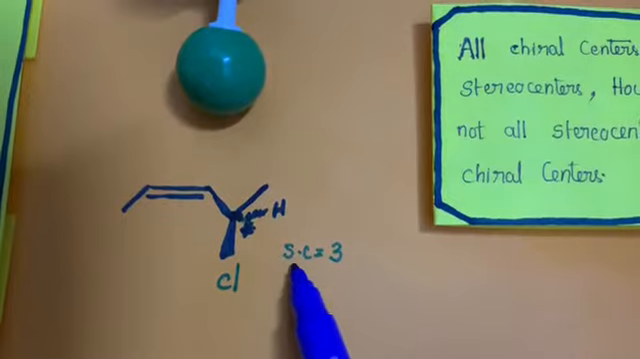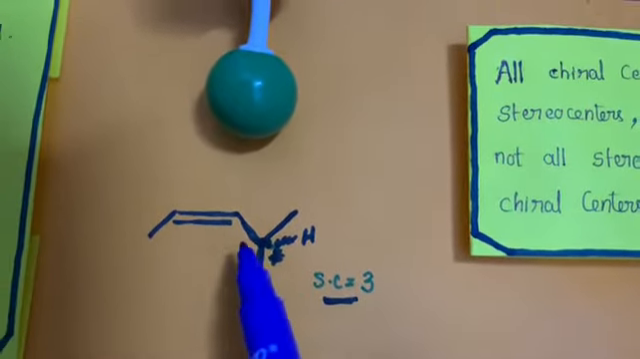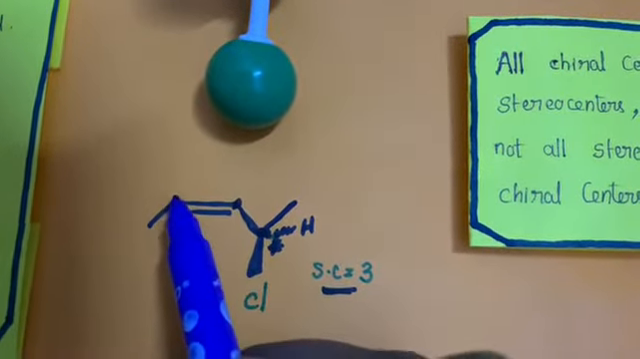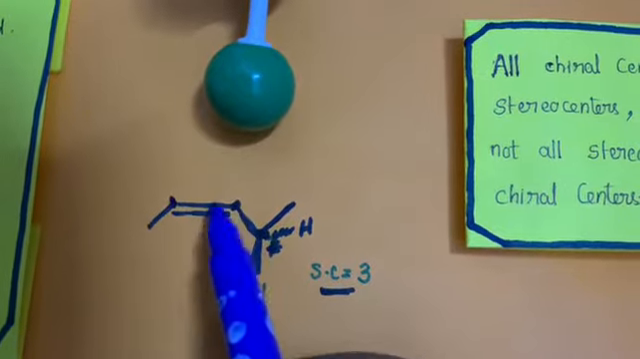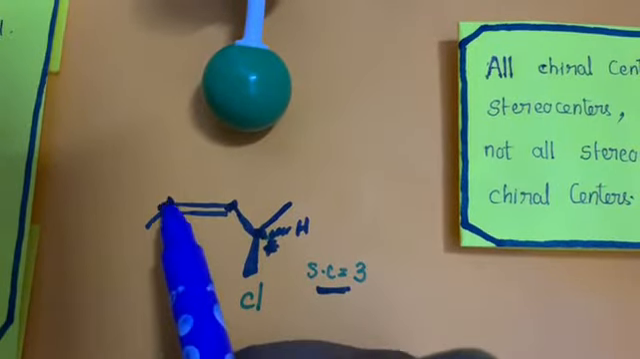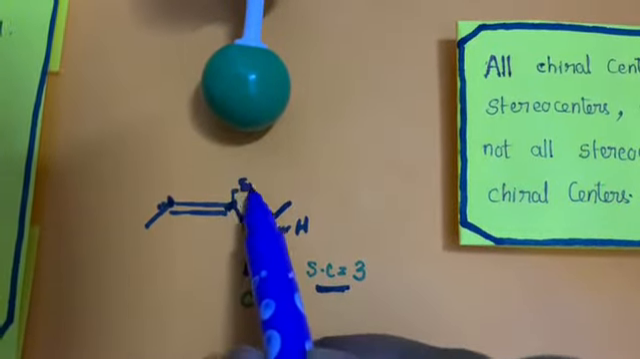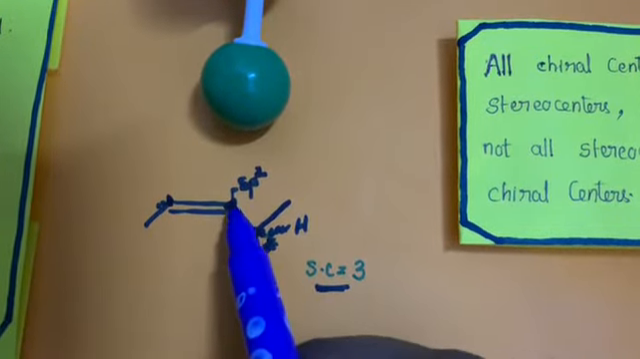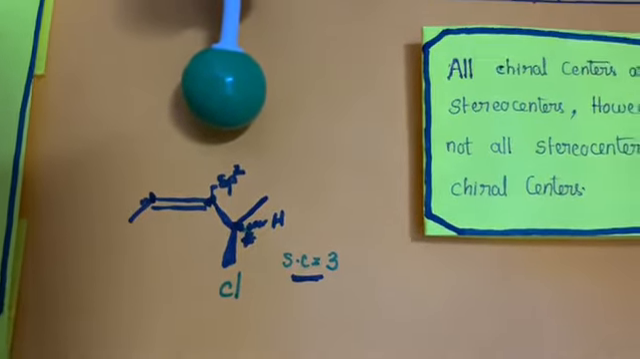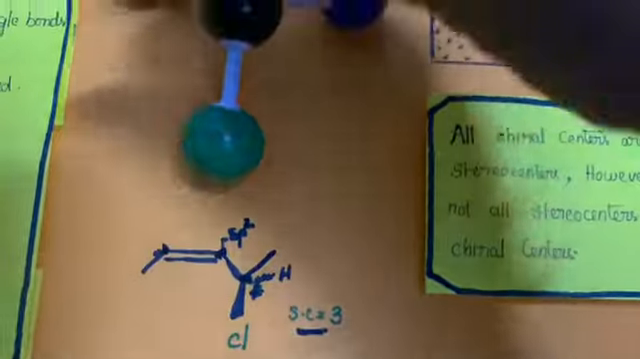If you notice, all four are different substituents, so this can be considered a chiral carbon. So the total stereo centers were three. What are the remaining two? These two are geometrical centers. That means these centers cannot be chiral. They are sp2 hybridized, and they are going to produce geometrical isomers. For example, see here, I am going to choose another molecule.